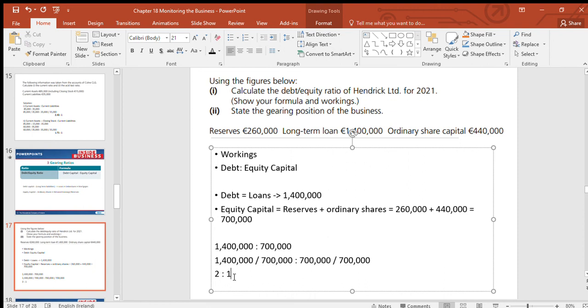So if I was to work out my debt to equity ratio here, it is 2 is to 1, which is not optimal. It would still be considered highly geared. I'm going to get into that eventually. It would be a highly geared company because out of all the money they've raised, they've double the loans as they have the equity they've raised themselves.